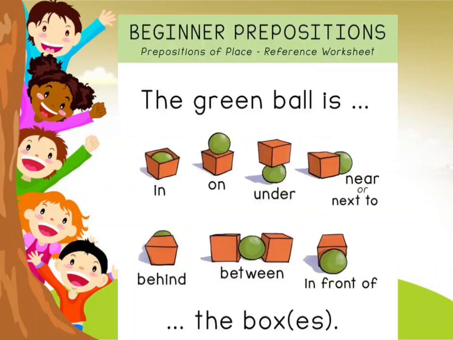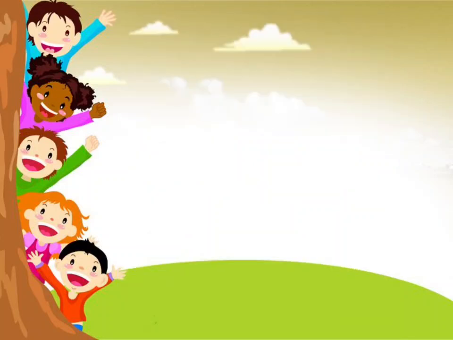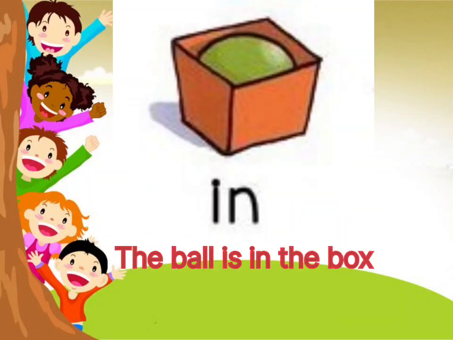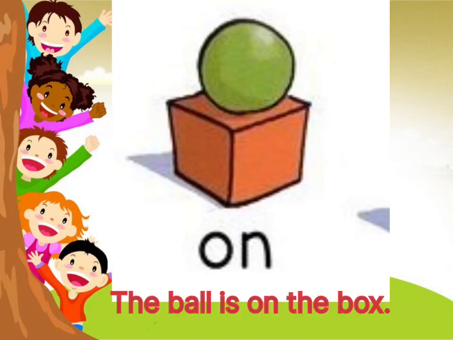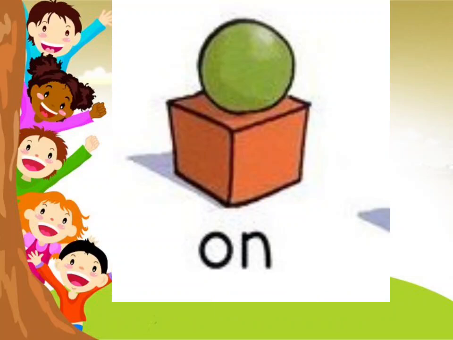Now let's learn the preposition of place. These are called the beginner prepositions also. The green ball is. Now you have to tell the position of green ball, means the place of a green ball. Where is? In the first picture the ball is in the box. इसमें बॉल बॉक्स के अंदर है, सो वी यूज इन. नाउ द बॉल इज ऑन द बॉक्स. बॉल बॉक्स के ऊपर रखी है.